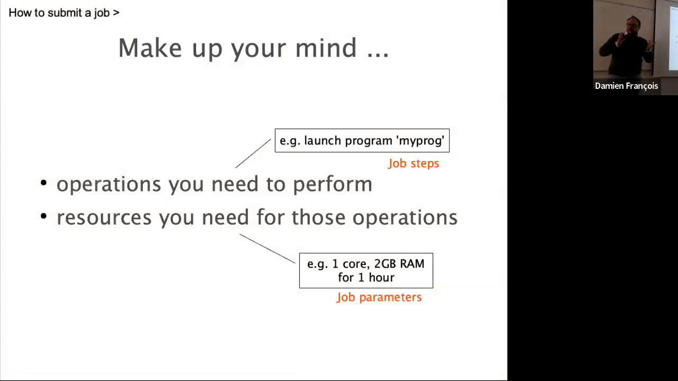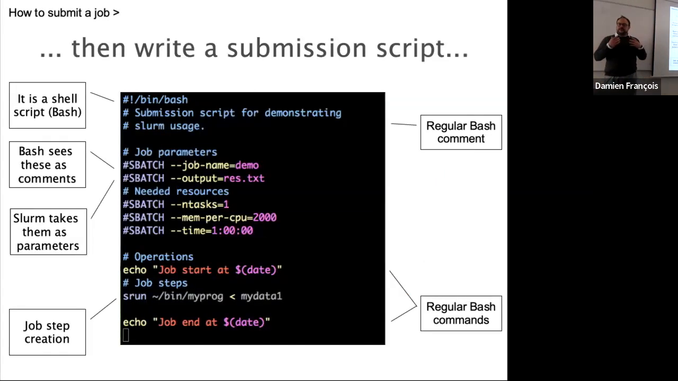So to create a job, you first need to make up your mind. As I said earlier, you need to decide what operations you want to perform, and that depends on the goals that you have with your research. And you have to decide the resources that you need for those operations. So for instance, you need one CPU core with 2 GB of memory for 10 minutes. You need to know that in advance to be able to tell the scheduler that this is a set of resources that you need, so that the scheduler can find a spot in the scheduling plane where your job can be put. Once you know all about that, what you can do is write a submission script.